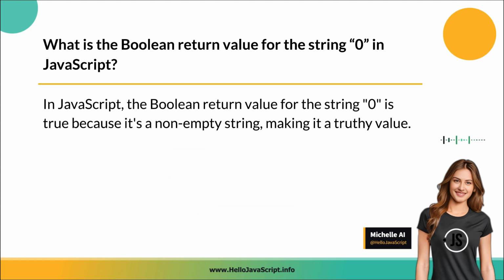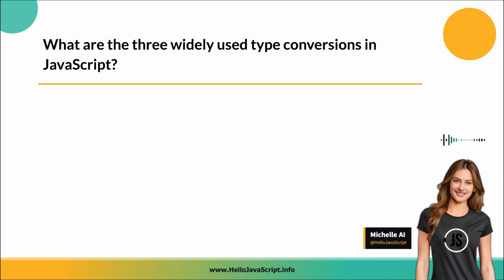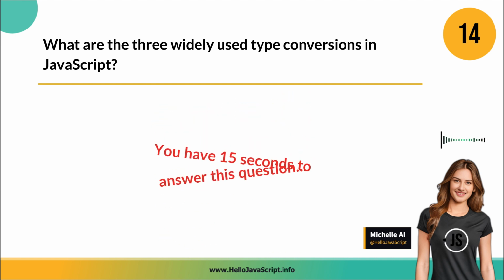The interview response is: in JavaScript, the Boolean return value for the string 0 is true because it's a non-empty string, making it a truthy value. Now, for the next question. What are the 3 widely used type conversions in JavaScript?